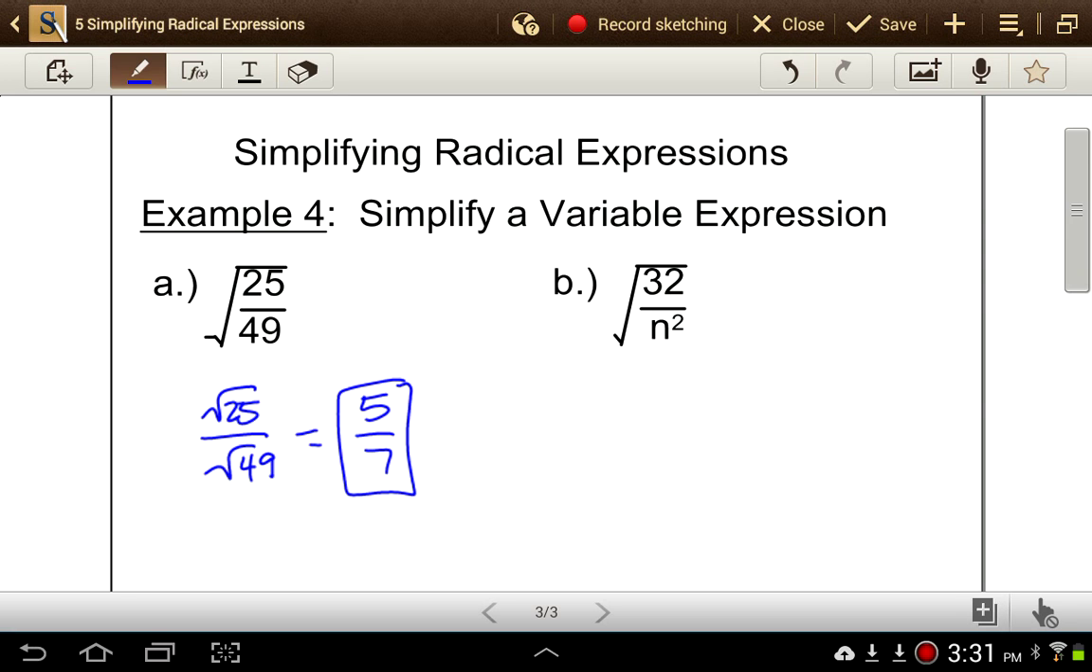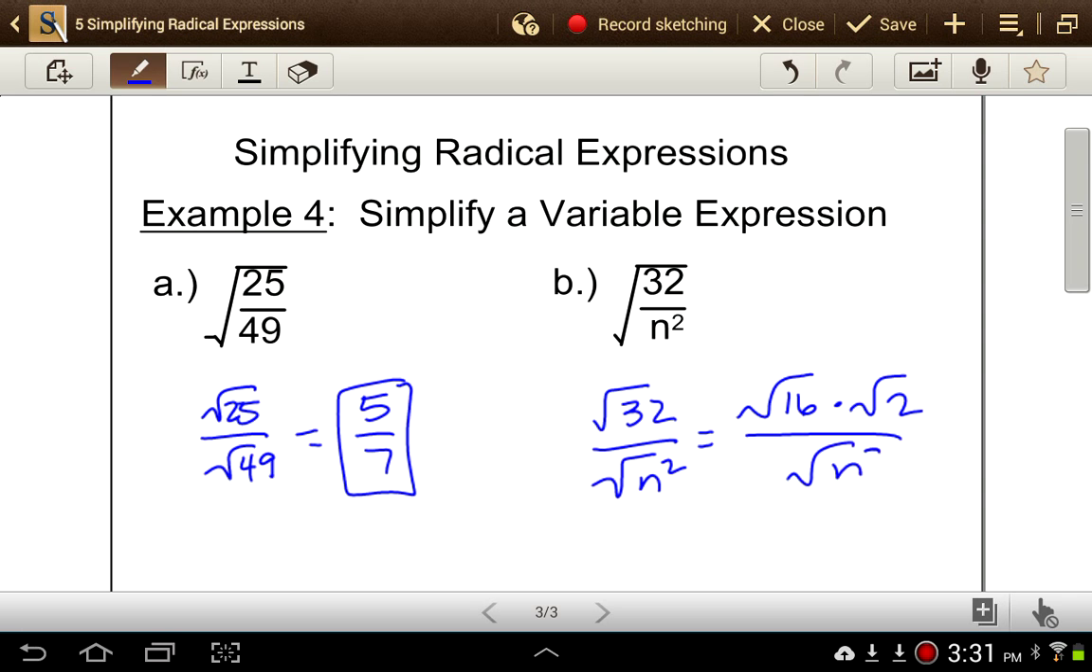With B, I can follow the same thing. This is the square root of 32 over the square root of n squared. Now I got to break up that square root of 32. I've already done this. What goes into it? 4? Yeah, 4 does. Okay, let's see if there's any bigger ones besides 4. 9, no. 16, 16 does. 25 does not. So I want to use 16. So it's going to be the square root of 16 times the square root of 2, and then that's going to be over the square root of n squared.